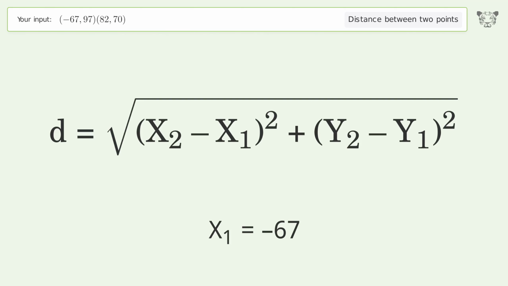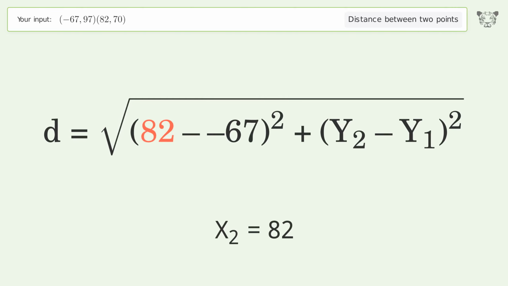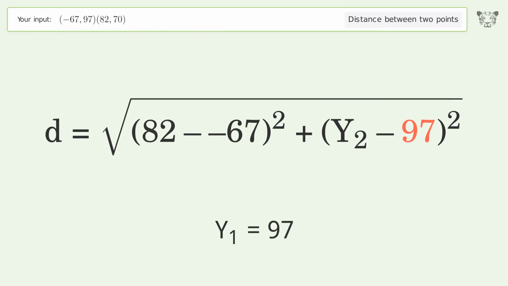x1 equals -67. x2 equals 82. y1 equals 97. y2 equals 70.